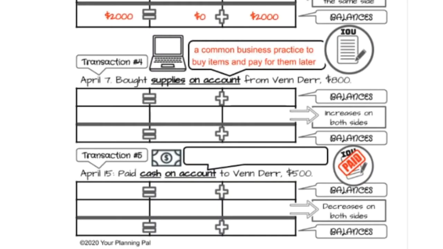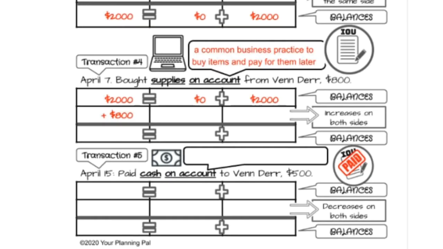All right. So a common business practice in transaction 4 is to buy items and pay for them later. And so on April 7th, we bought supplies on account from vendor and it cost $800. So we're going to move our balances down again, just take them from the previous transaction, and then buying supplies. Supplies is something of value that we own. So that is an asset. We're going to increase supplies under assets for $800.